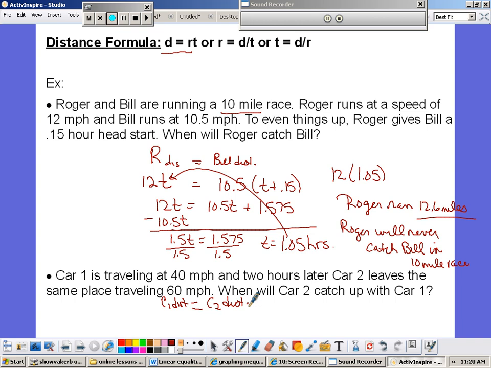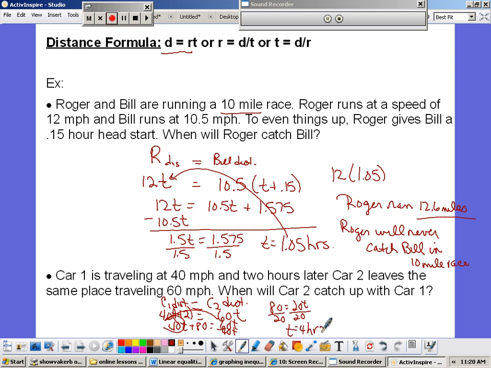Car 1 is traveling 40 miles per hour, and car 2 is doing 60 miles per hour. I want to know when car 2 will catch up with car 1. So car 2 is going to be my variable t, and car 1 is going to be associated with those 2 hours. So it has a 2-hour head start, so it's t plus 2. So 40t plus 80 equals 60t. Move my 40t. 80 equals 20t. Divide by 20, t is 4 hours.